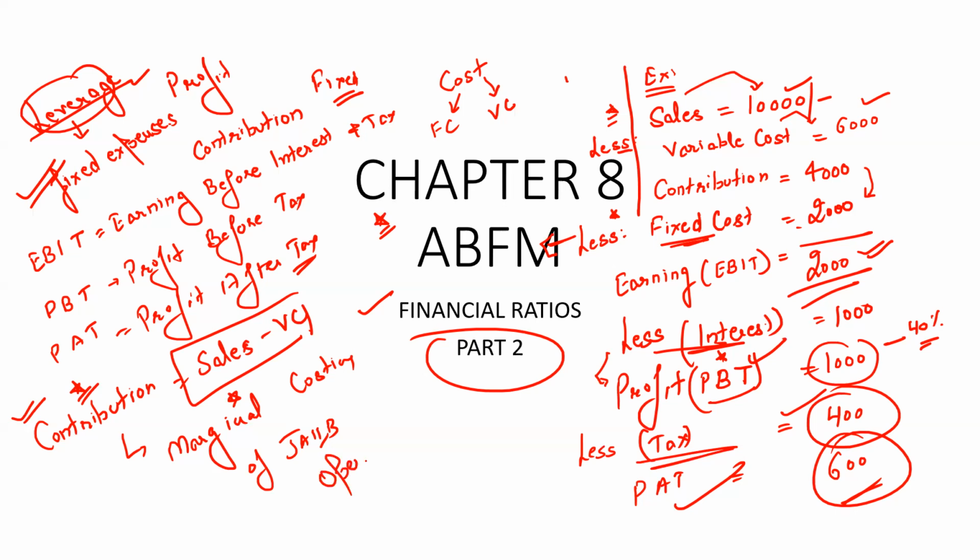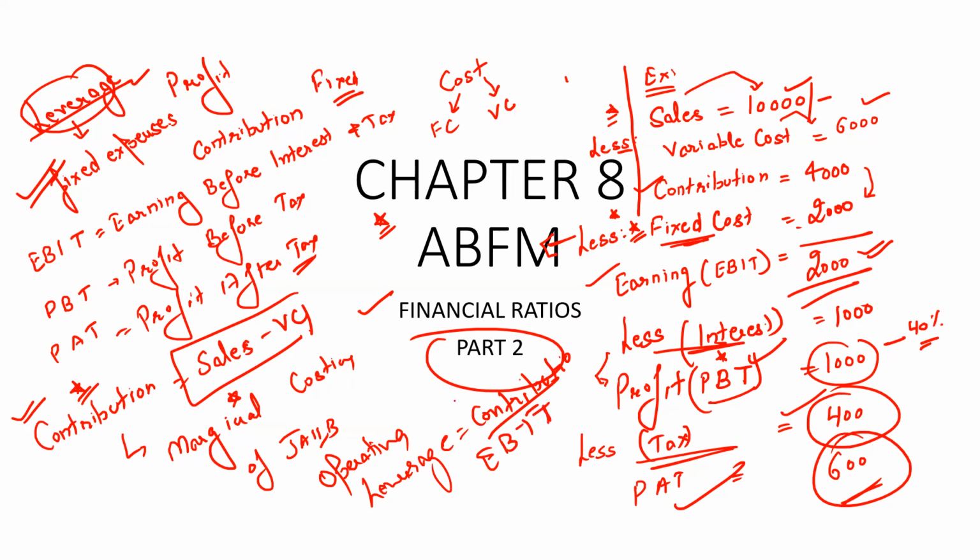So what is operating leverage with respect to this fixed cost? We have to calculate operating leverage. Operating leverage takes the numerator and denominator of the fixed cost, that is, contribution upon EBIT. Contribution upon EBIT is known as the operating leverage.